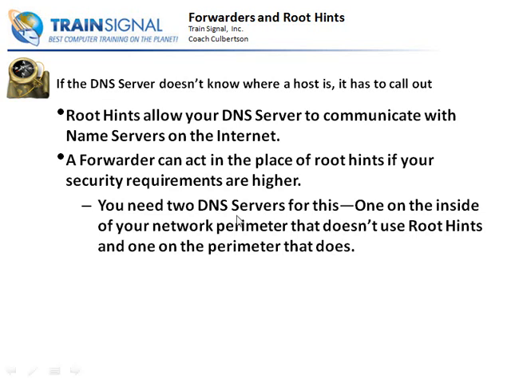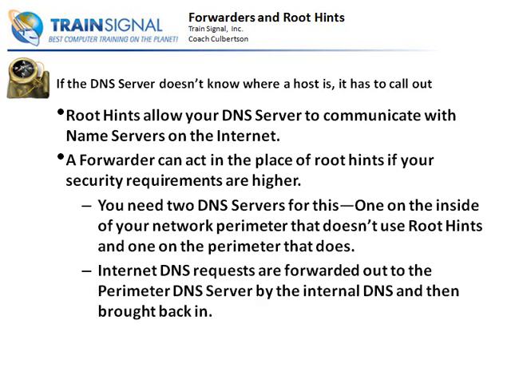Okay? Now, for this whole high security thing to work, you need two DNS servers. One on the inside of your network perimeter that doesn't use root hints, and one on the perimeter of your network, closest probably to your router. And I use close in the network term close. Internet DNS requests are going to be received by the inside server and forwarded out to the perimeter DNS server, and the perimeter DNS server is going to call out to the internet, get that information, bring it back, and then send it back over to the internal DNS server, okay?